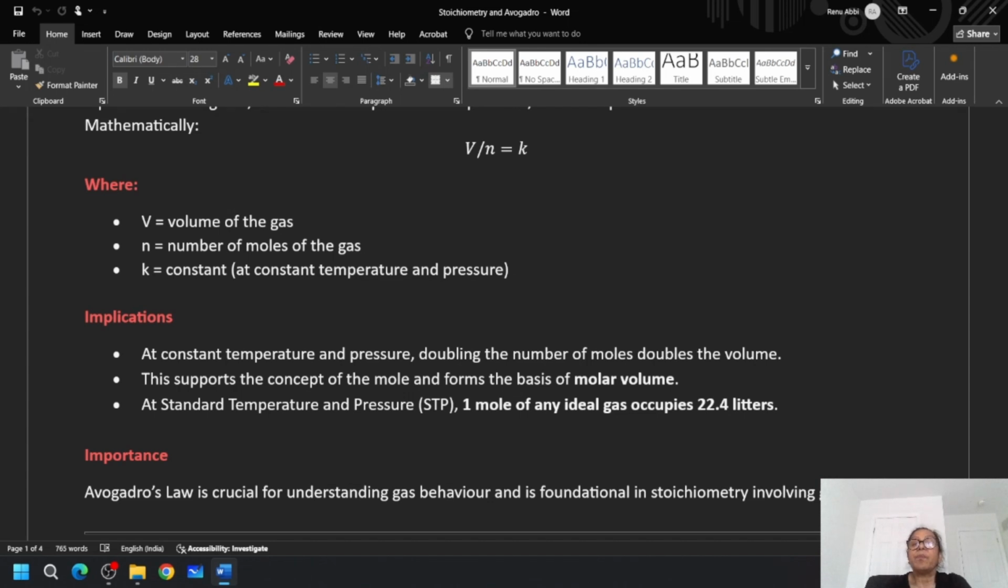Now, for example, as I have told you in Gay-Lussac's law, temperature is going to be taken in the form of Kelvin. Pressure I have not told you, but standard pressure is also going to be taken in the form of ATM or atmospheric pressure, and also 760 millimeter of Hg, or 76 centimeter of Hg, or 760 torr. All these are the standard pressure units which are going to be used over here.